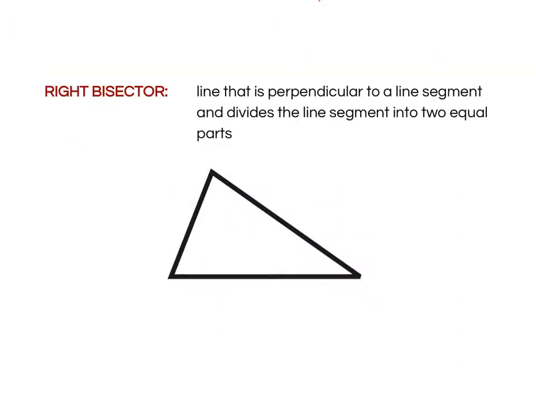So here's my next term. The next term is a right bisector. Now I should let you know, because it just occurred to me, that sometimes this is also called the perpendicular bisector. Okay, so just like right angle means perpendicular to the base, there's a 90-degree angle in there. A right bisector or a perpendicular bisector is a line that is perpendicular to the line segment and divides the line segment into 2 equal parts. So we're going to be seeing this a lot in triangles, which is why I decided to use a triangle.